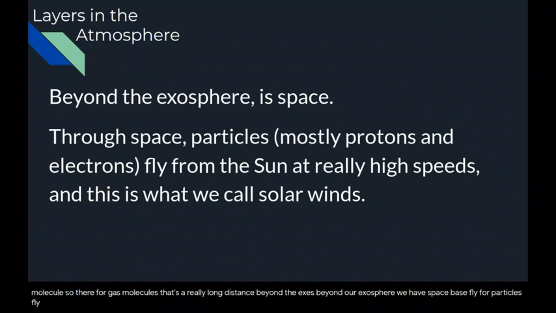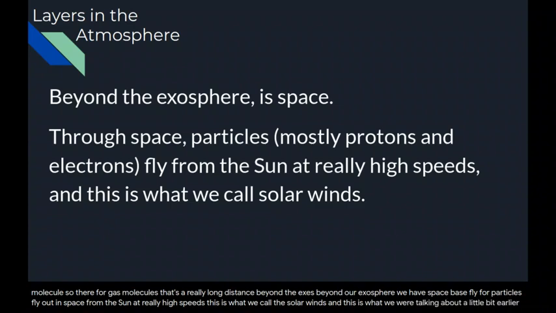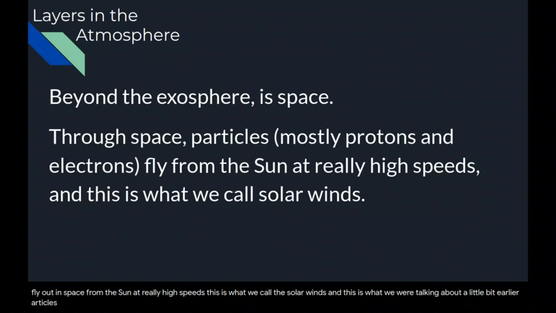Particles fly out in space from the sun at really high speeds. This is what we call the solar winds, and this is what we were talking about a little bit earlier. Those particles move really fast, and it's mostly protons and electrons.